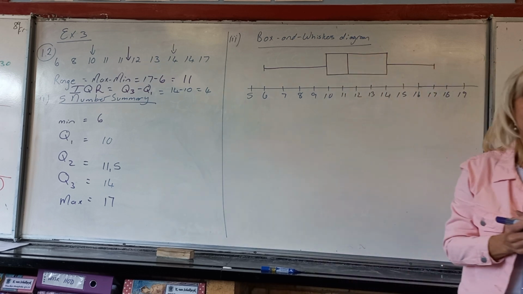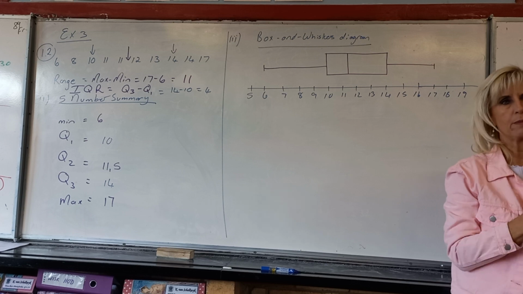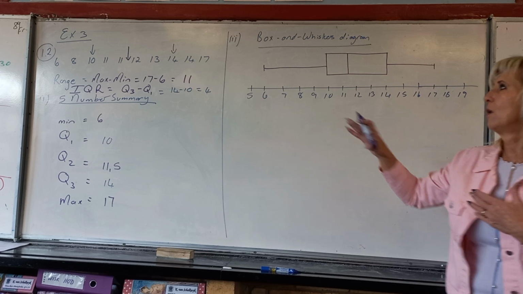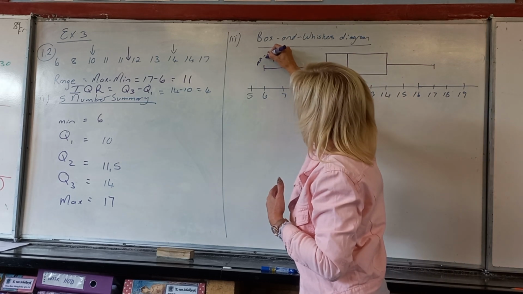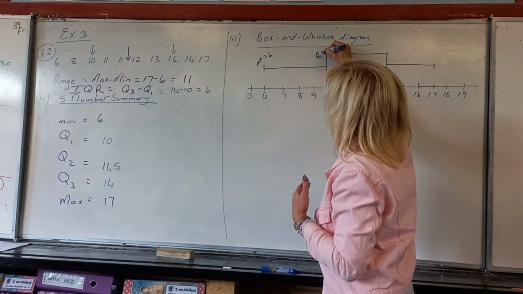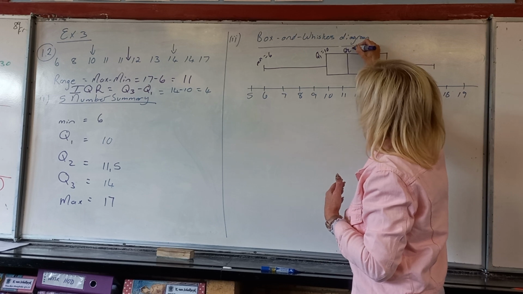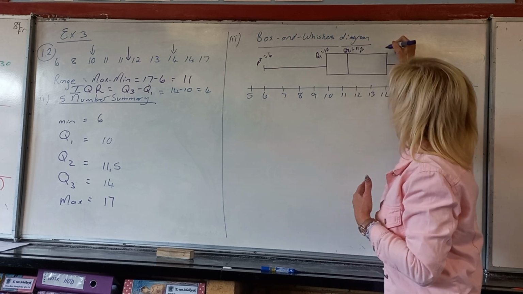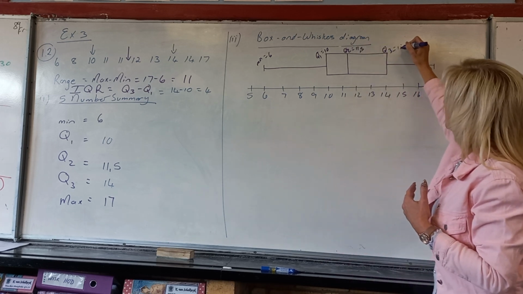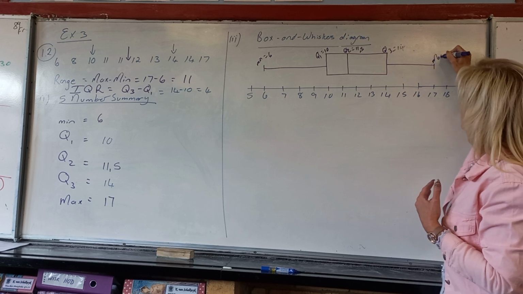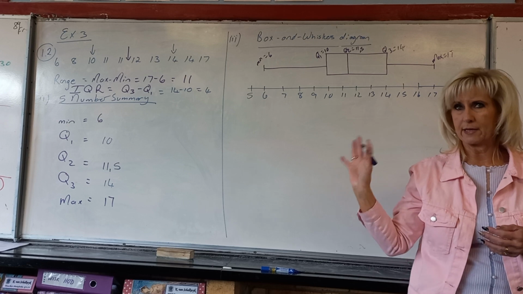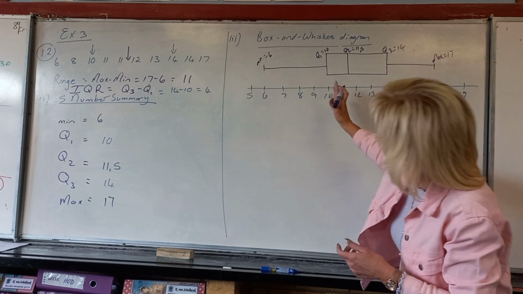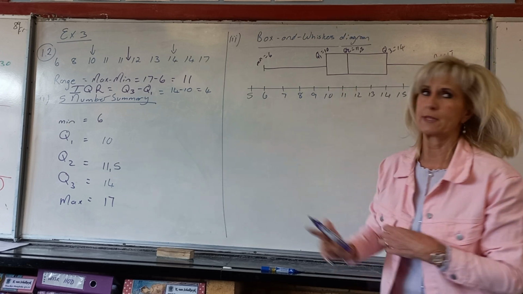And therefore you've got your 5 marks, most probably. I would like you to write on there, label it, so that you can tell me that the minimum is 6, that Q1 is 10, Q2 is 11.5, and Q3 is 14, and that's your maximum of 17. You can't go wrong. You know that they can see. Otherwise they could say, well, it looks a little bit not on top of the 10.